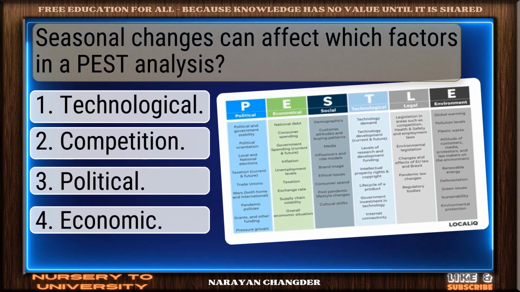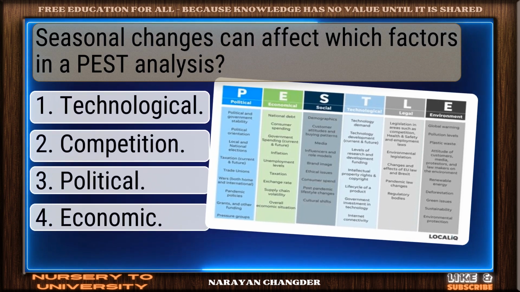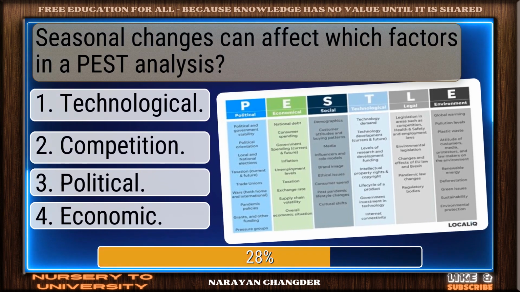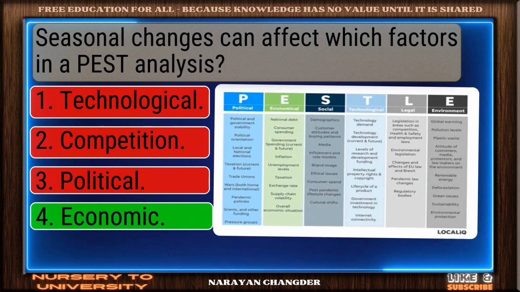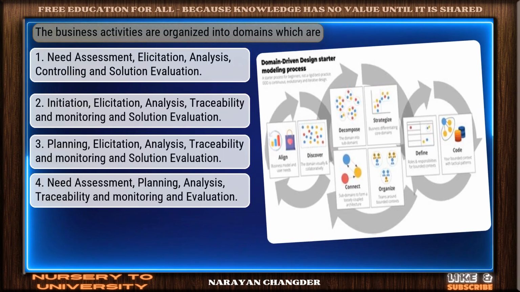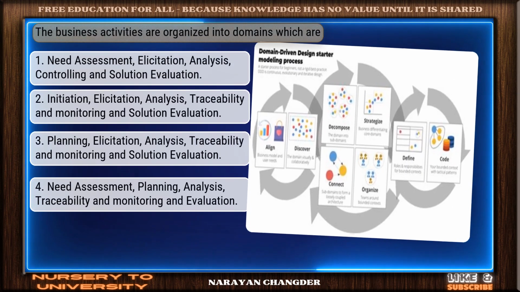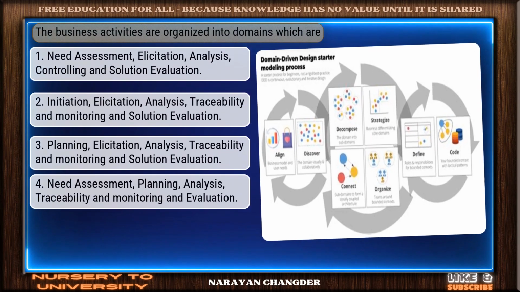Question number 37. Seasonal changes can affect which factors in a PEST analysis? Strong choice. Economic is the right answer. Question number 38. The business activities are organized into domains which are.